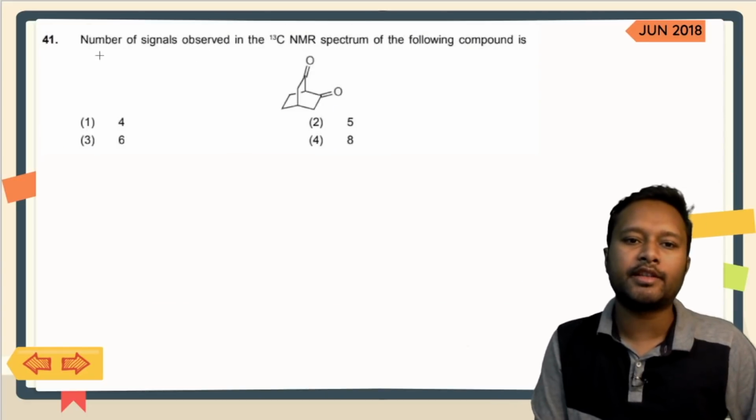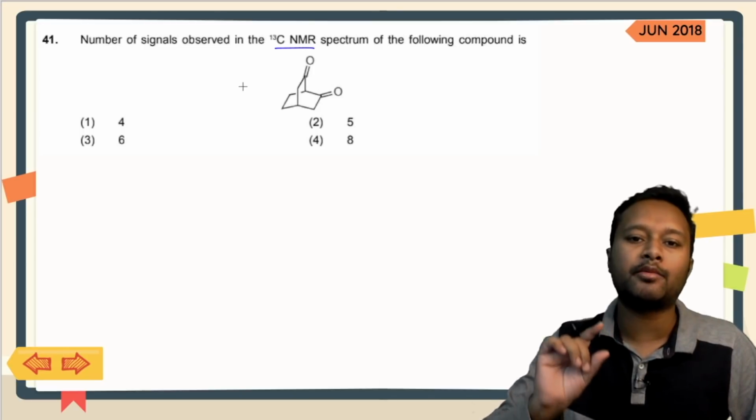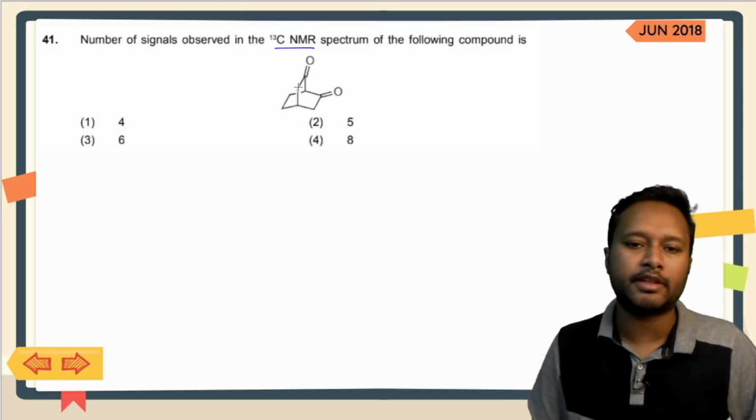The next question says the number of signals observed in the carbon 13 NMR spectrum. Okay, they are talking about the carbon 13 NMR spectrum. Now this question, when it was asked in the CSIR NET exam, many people made mistakes. I'll try to help you out on how you can go about this question very easily. First of all, draw this molecule in a different orientation.